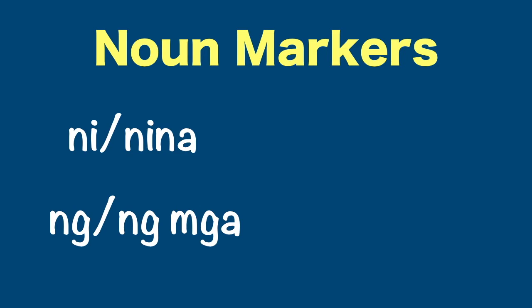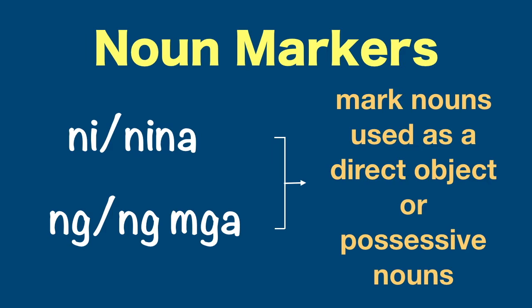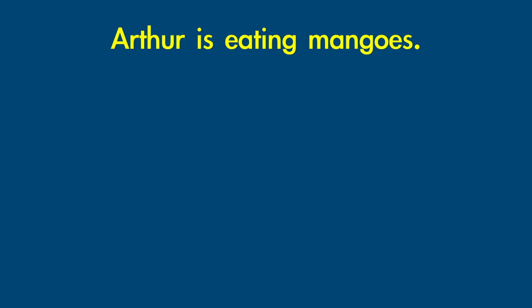Aside from si, sina, and ang mga, we also have the noun markers ni, nina, and ng mga. These noun markers mark nouns used as a direct object or possessive noun. Let's look at some examples.